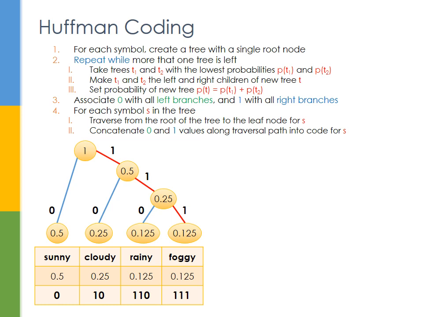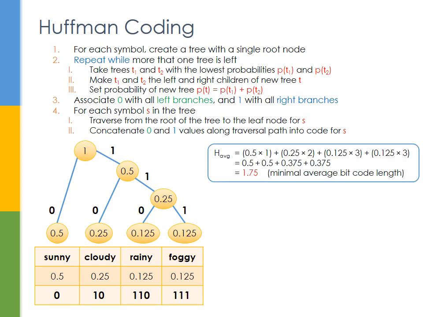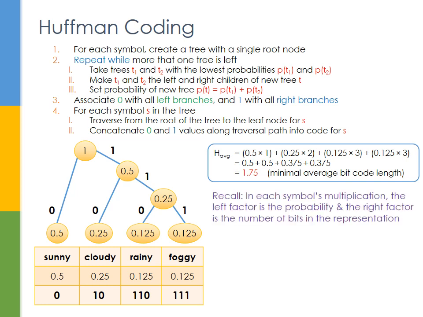The next question that we want to answer is, how well does this encoding perform? So in order to answer this question, we first of all need to consider the minimal average bit code length that we calculated previously. So we saw on a previous slide that the value that we computed there was 1.75, meaning that in the optimal case, we should use an average of 1.75 bits to encode each of the symbols.